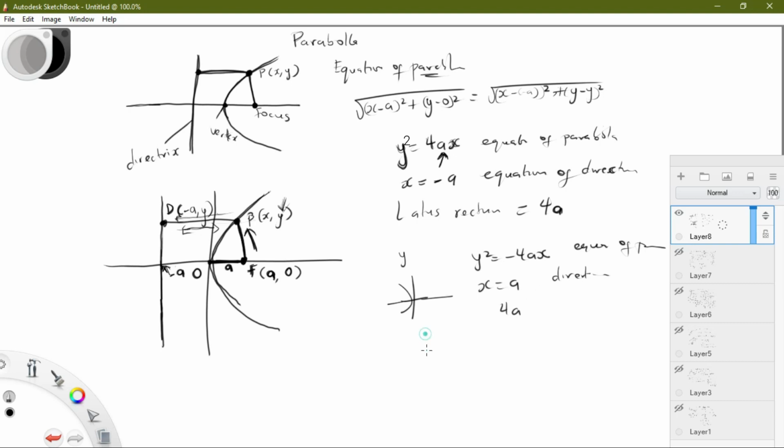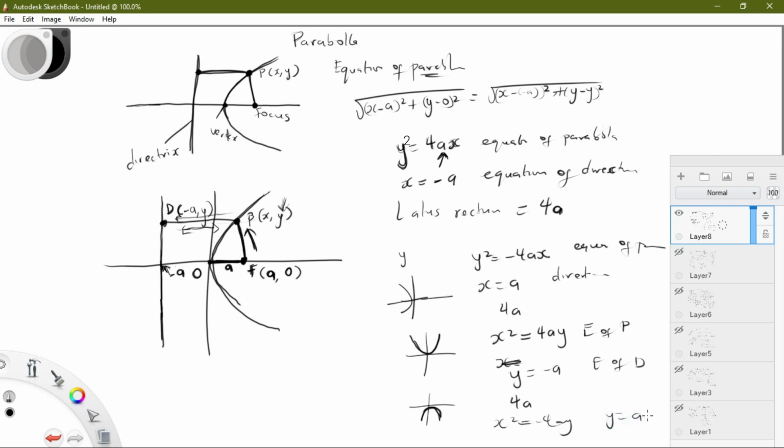Now what if the parabola was like this? It is along the positive side of y, so that means it is x squared equals 4ay instead. That's the equation of the parabola. Now the equation of the directrix will be y equals minus a. That's the equation of the directrix, and the latus rectum is always the same everywhere, all the time. So you should be able to guess it for the other side. What you have to do is put minus, so that will be x squared equals minus 4ay. Then the equation of the directrix will be y equals a, right?